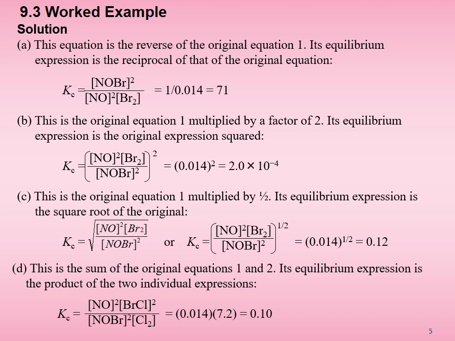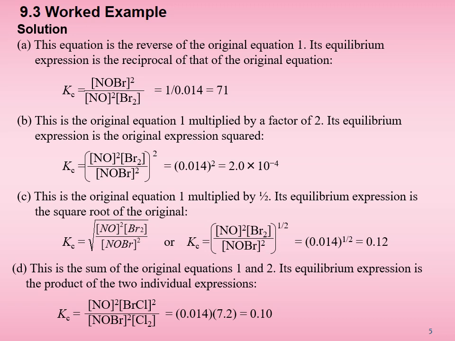Observe that the part B equation is twice that of the original equation too. Thus, just like the previous example, to get its equilibrium expression, we square the original Kc expression. Upon comparison, we see that the part C equation is half of the original equation 1. It is similar to the previous example, so its equilibrium expression is the square root of the original Kc.